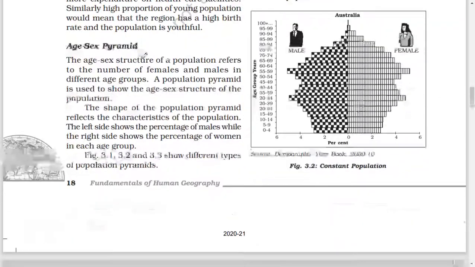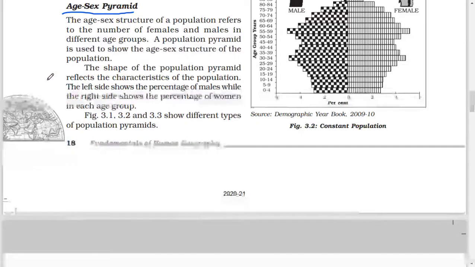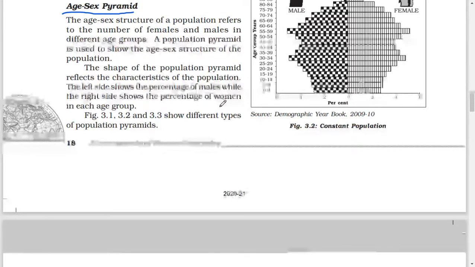Age-sex pyramid. The age-sex structure of a population refers to the number of females and males in different age groups. A population pyramid is used to show the age-sex structure of the population. The shape of the population pyramid reflects the characteristics of the population. The left side shows the percentage of males while the right side shows the percentage of women in each age group. The figures show different types of population pyramids.